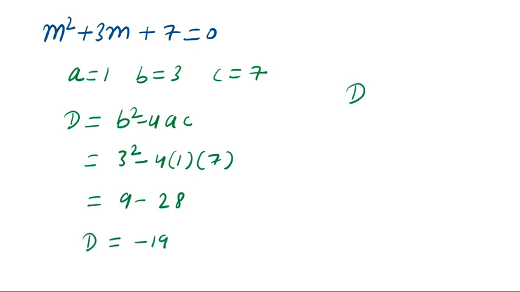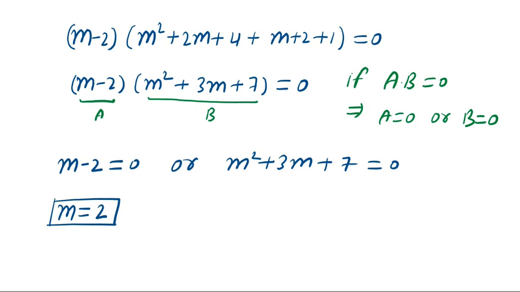Here the discriminant of this quadratic equation is less than 0. So we can say no real roots exist. So this case is rejected. Now our value of m is equal to 2. And we know that our substitution is m equals 6 power x. Now replace this m by 6 power x, is equal to, on the right hand side we have 2.